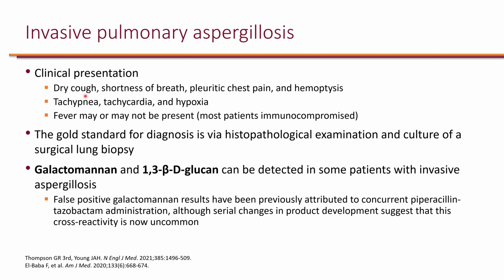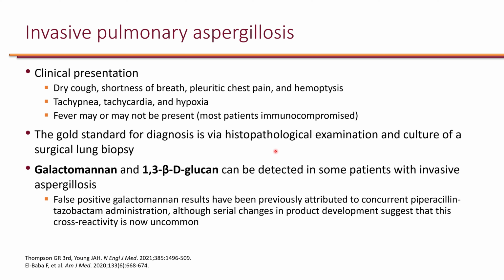So symptoms of pulmonary aspergillosis include dry cough, shortness of breath, chest pain, and hemoptysis. Patients can be pretty ill with tachypnea, tachycardia, and hypoxia. Now, fever may or may not be there because typically patients who get this are already immunocompromised. So because they're immunocompromised, they may not be able to respond with the fever. So that's why fever might not be there.